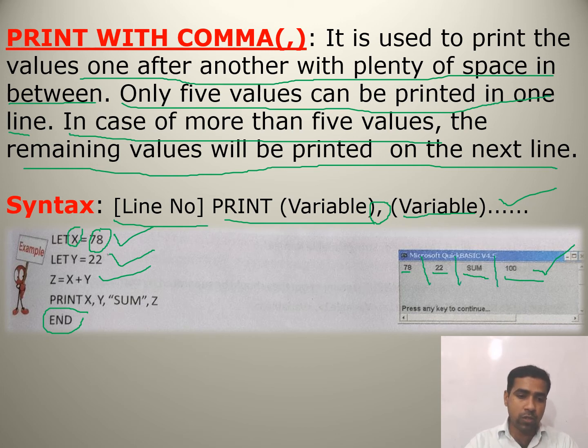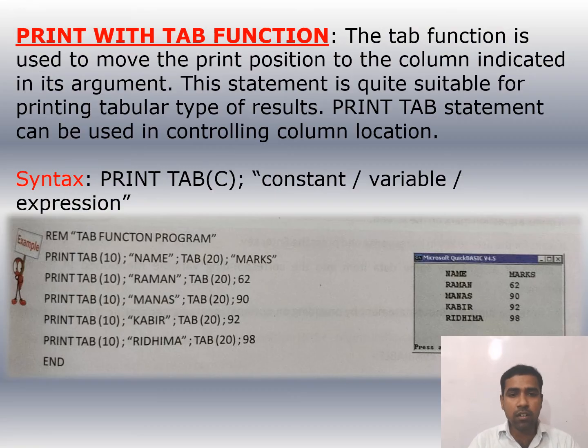So when we use the comma in the print statement, that makes the space in the output. When you write a program using print with comma, automatically it will leave plenty of space in between the numbers or the letters in the output. So understood now children? Next we will study about the print with the tab function, how to write the program using the tab function.